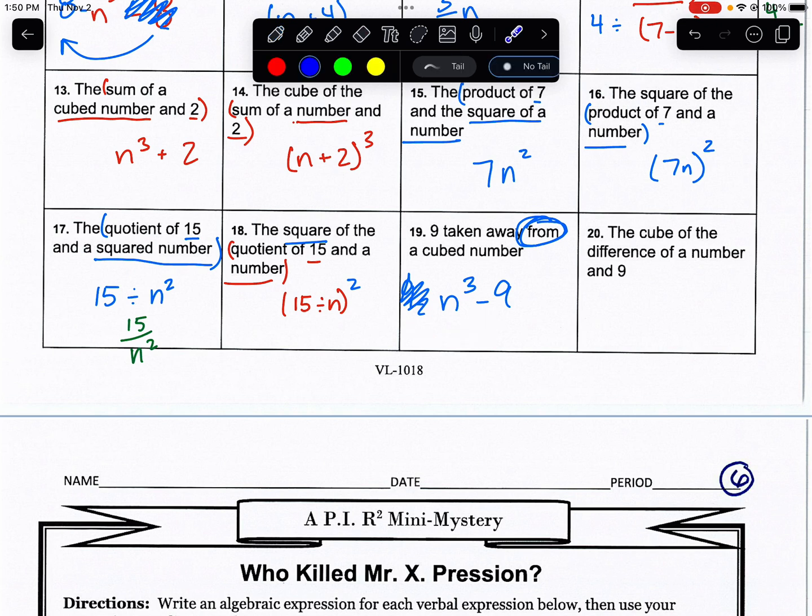Let's take a look at number 20, the cube of the difference of a number and 9. Goodness gracious, okay. Difference of a number and 9. So number goes, and that's in parentheses. So difference means subtract. Difference of number goes first, 9 goes second, because that's what it says. Number goes first, 9 goes second. And so we need to put that in parentheses. We're not done because it says the cube of it. So now we have to cube this, which means raise it to the third power. And there it is.